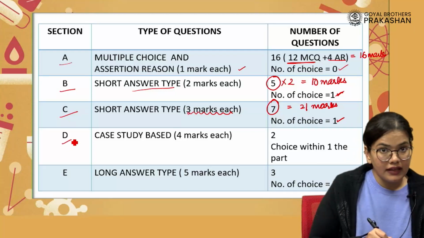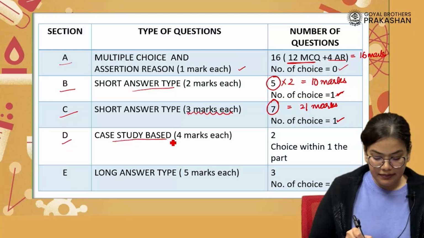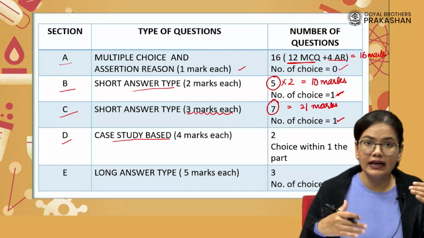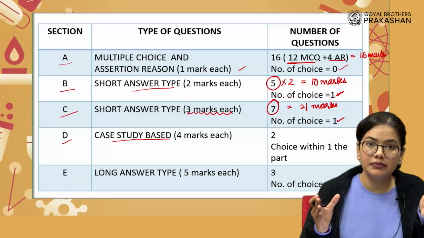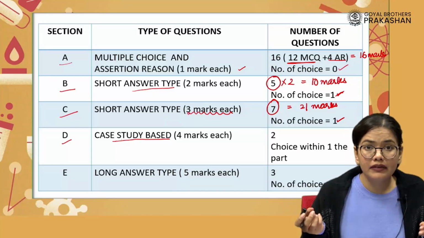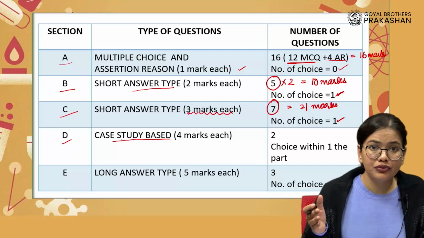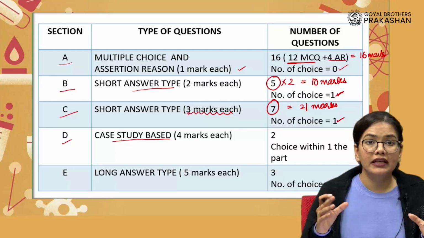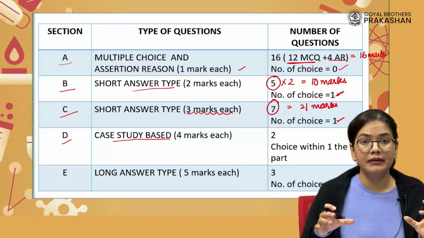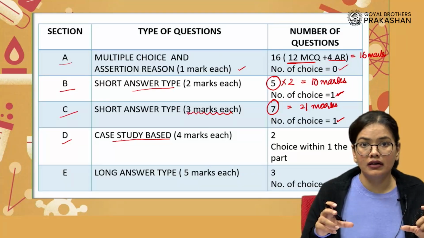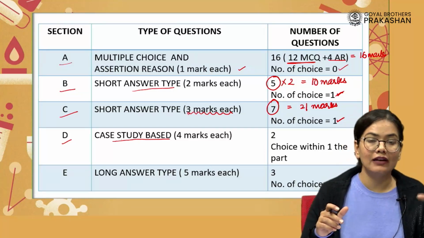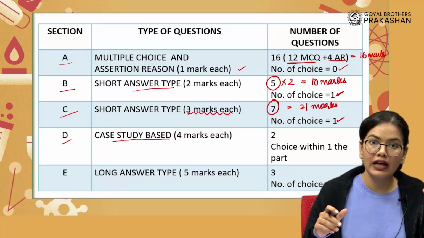Then section D, very important, is the case study based question. Okay. So in this question you will be given an entire paragraph, maybe an entire scenario will be given to you, some circuit diagram might be given to you, some ray diagram might be given to you, and based on that you will be given questions. So in a CBSE sample paper, each case based question has 4 parts, and 1 mark is allocated to 1 part. So you total have 4 marks.